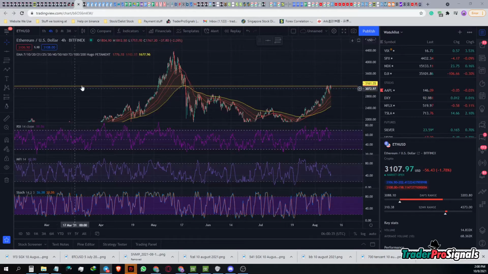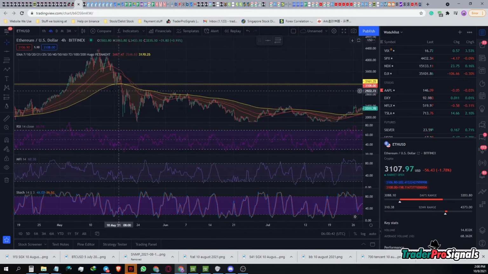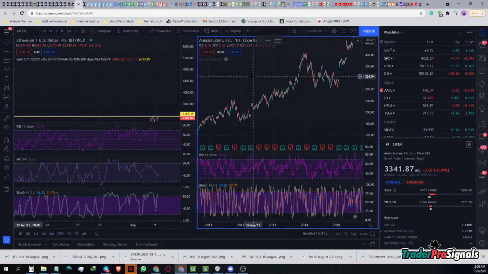Okay guys, so this is Ethereum. Now Ethereum already hit our target price. Okay, so for Bitcoin we actually have the head and shoulders, right? And then after that we're looking for market to retest here, which for Bitcoin reference versus the Ethereum reference.